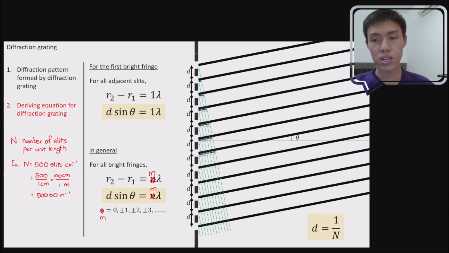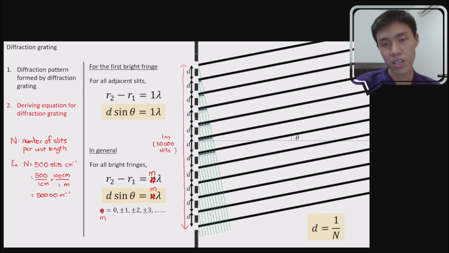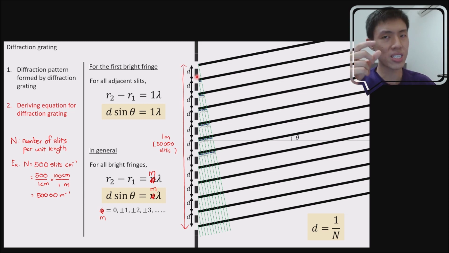So if you know that per meter there are 50,000 slits, how do you get the distance between the slits? The idea here is, let's say this is 1 meter, just as an example. Within it, you can fit 50,000 slits. So the distance between each slit will essentially be 1 meter divided by how many slits you have. You find how much space each slit takes, and that is basically the distance between the slits.